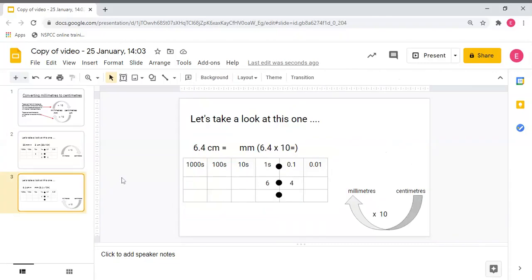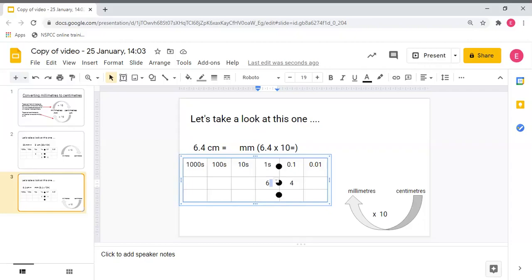Let's take a look at this one. 6.4 centimetres, I want to change to millimetres. I'm going to multiply 6.4 by 10 because I know there are 10 millimetres to every centimetre. So each digit in my place value grid is going to move one place to the left.